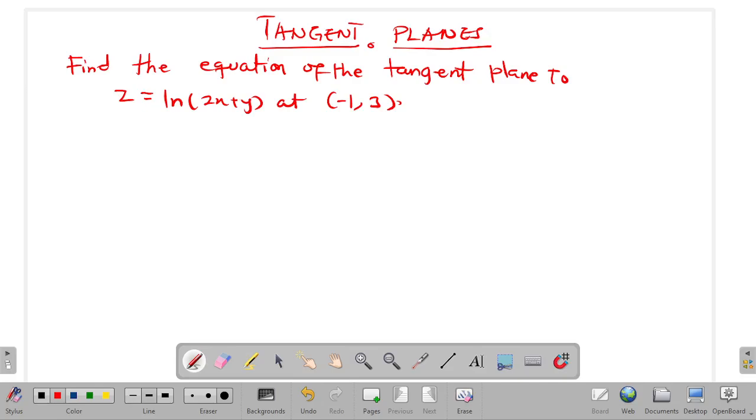In this tutorial, I'll be taking you through tangent planes in multivariable functions. Find the equation of the tangent plane to this curve at this point. How do we solve this problem?